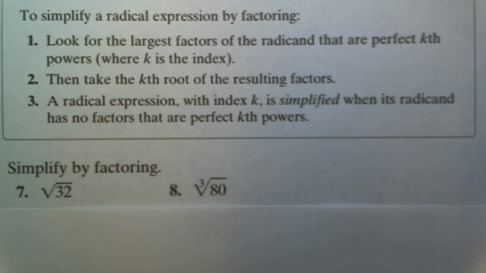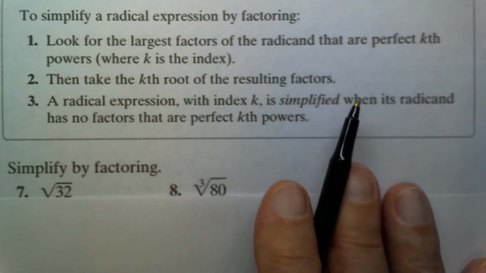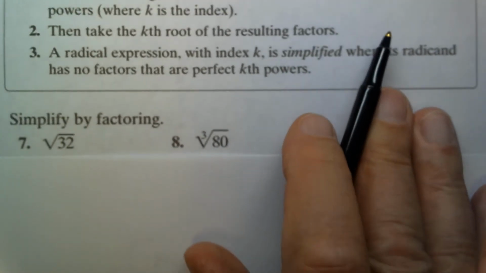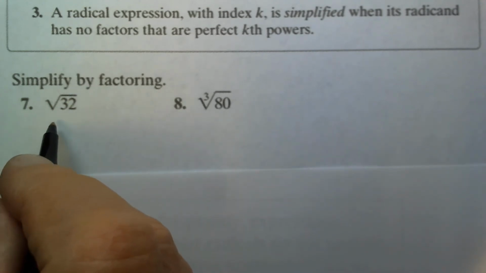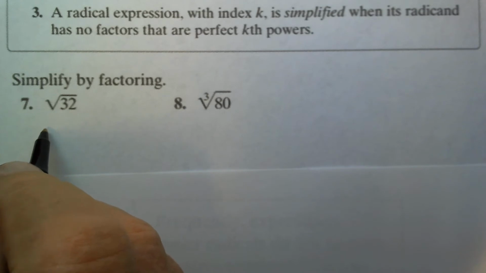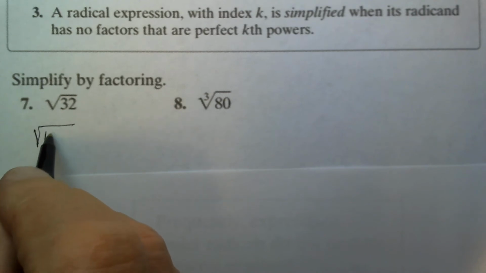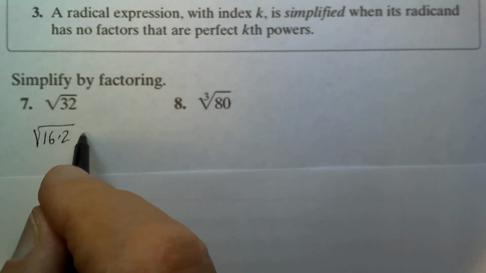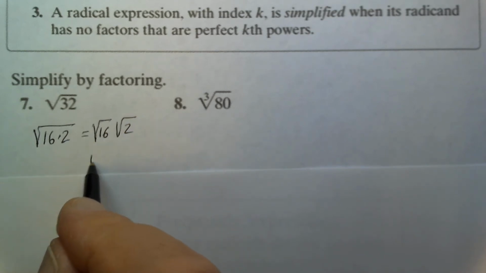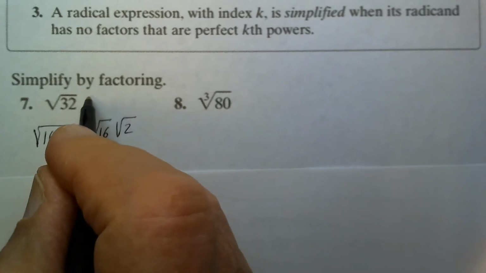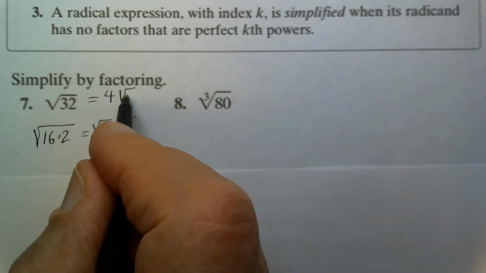So when we look at number 7, simplify by factoring, the greatest perfect square would be 16, so we can write the square root of 32 as the square root of 16 times 2, and we can write that as the square root of 16 times the square root of 2, and the square root of 16 is 4 times the square root of 2. So that's the answer for this one, 4 square root of 2.